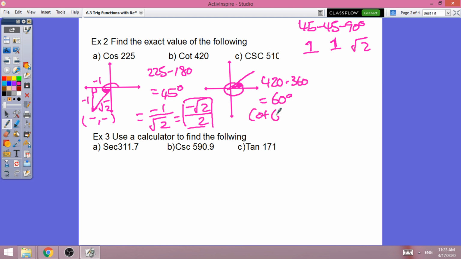So cotangent of 60 degrees. For the ratios of 30, 60, 90, we have 1, root 3, and 2. Cotangent of 60 is adjacent over opposite. This angle is 60, so opposite is root 3, adjacent is 1, and over here is 2. So adjacent over opposite is 1 over root 3, which is root 3 over 3.